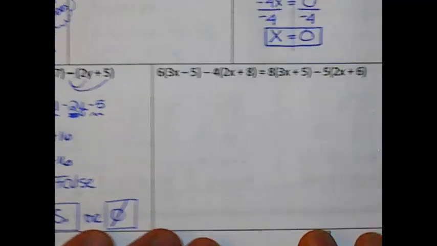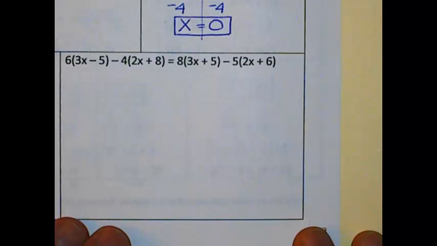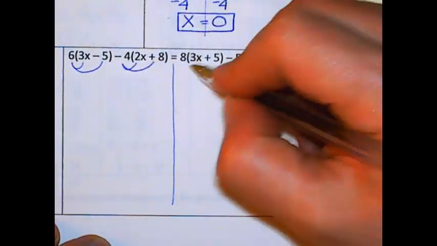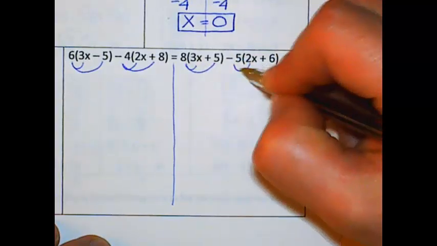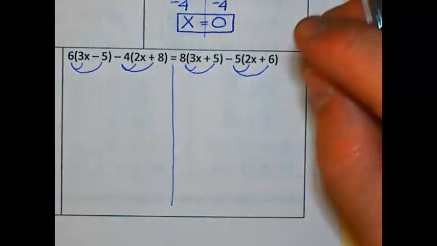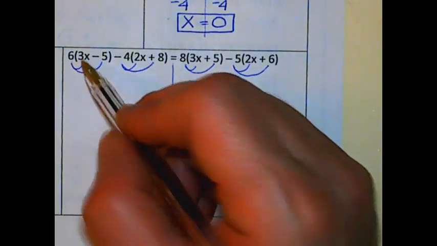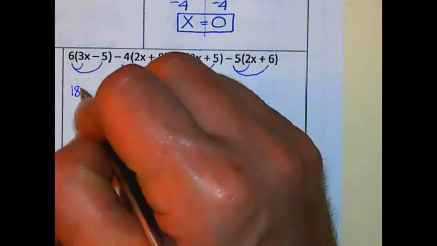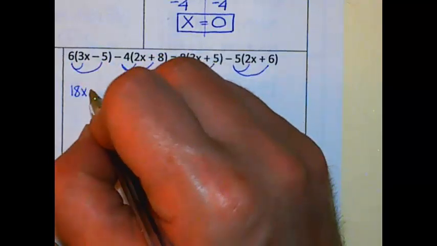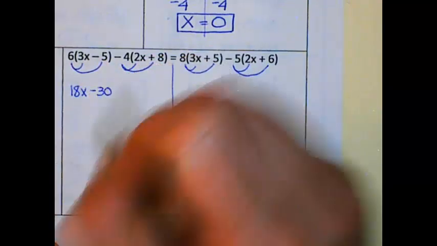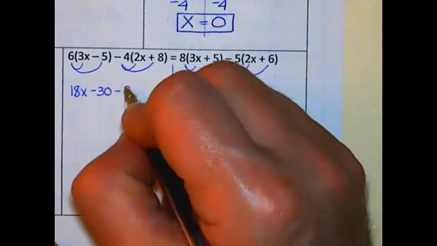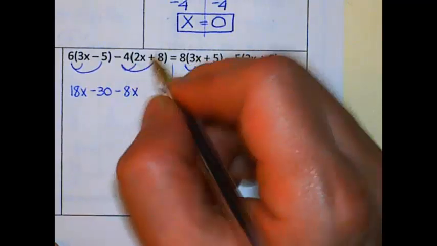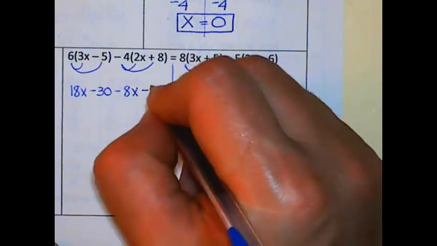Remember, you can always stop the video if you want to look at the problem closer. Okay? This problem again has parentheses, so first order of business, get rid of the parentheses. How do we do that? We multiply. Okay? We need to be very, very careful with the signs, okay? Positive 6 times 3x is 18x. 6 times negative 5 is negative 30. Negative 4 times 2x is negative 8x. Negative 4 times 8 is negative 32.